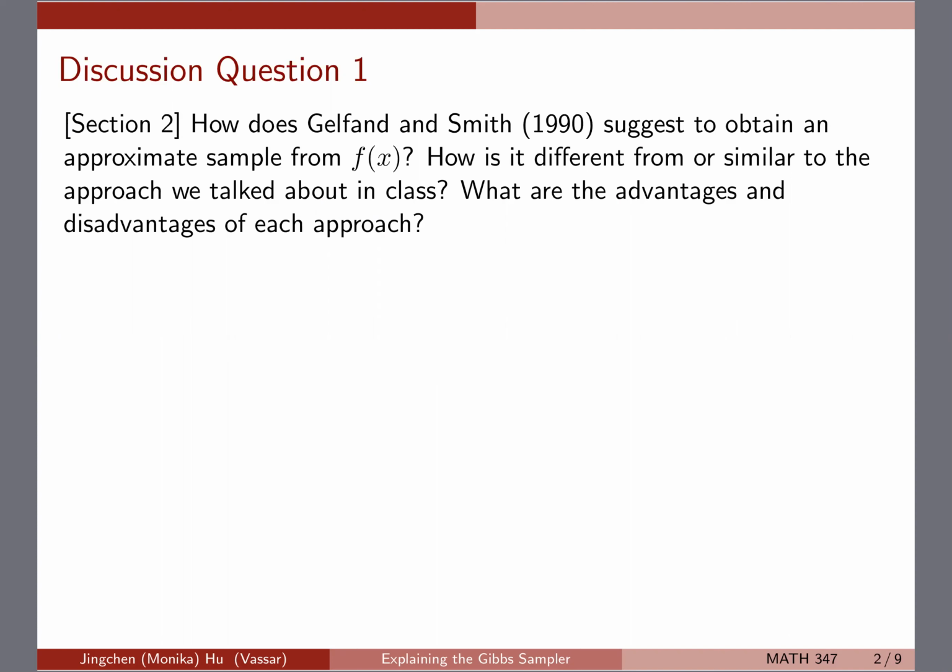And all right, so the first question is, how does the paper, not the paper that we read, but the first paper, Gelfand and Smith, 1990, suggest you obtain an approximate sample from the marginal distribution of fx? How is it different from or similar to the approach that we talked about in class, mostly from last week, and discuss the advantages and disadvantages of each approach.